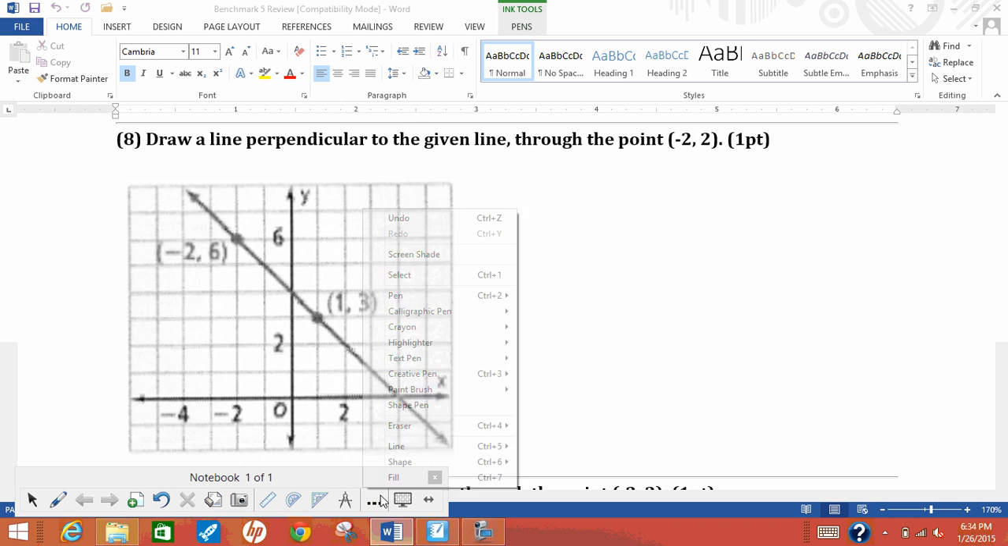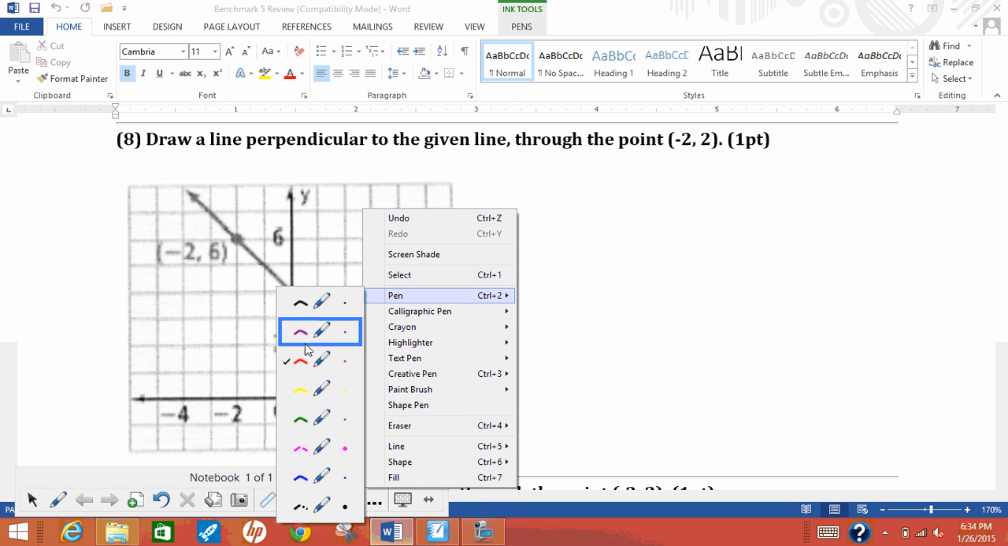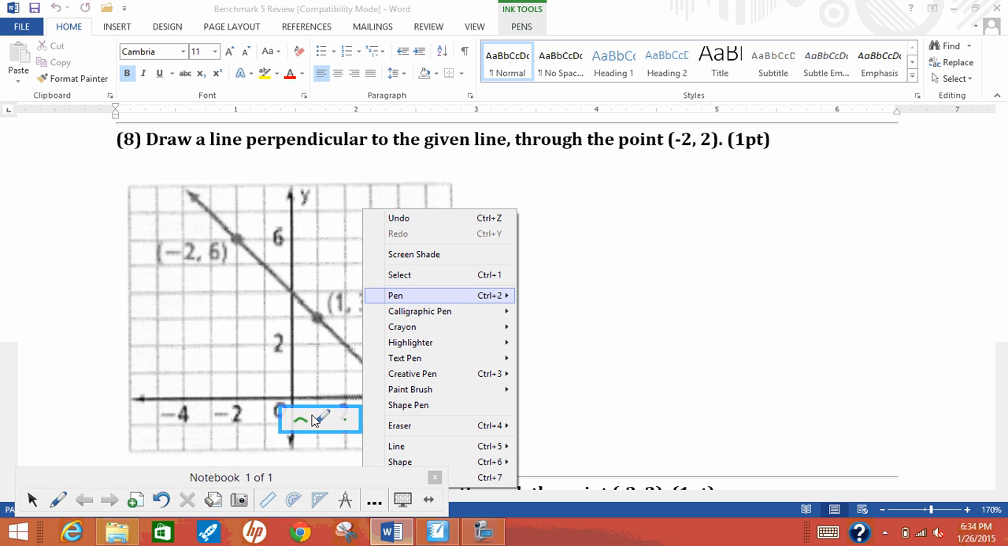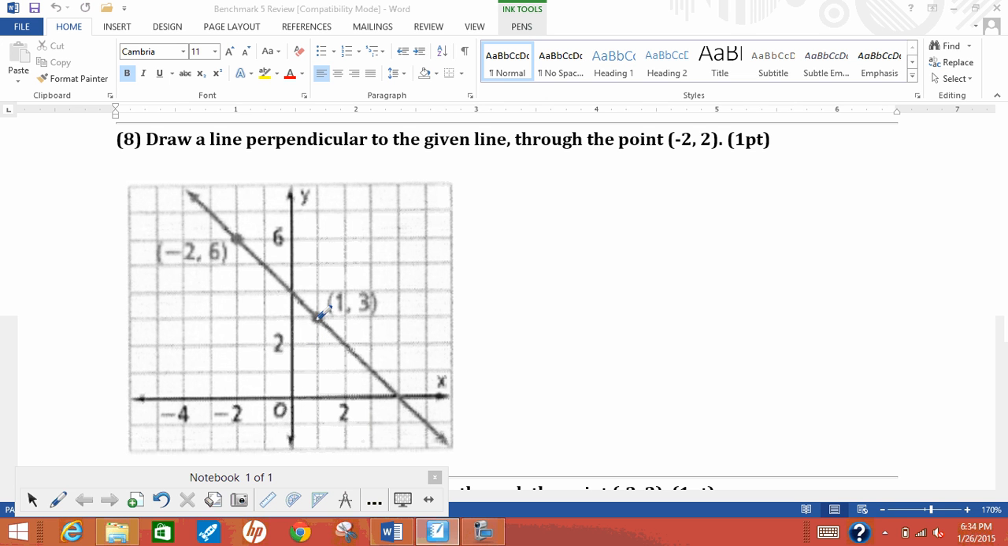The next 2 questions are graphing questions, and both of them deal with finding slope and then drawing a line either perpendicular or parallel. I'm going to answer 8 and 9 on the same graph so that you can see the difference. Both ask you to draw a line through the point negative 2, 2. So we start by finding negative 2, 2, and I'll label it. To draw a line parallel or perpendicular, the first thing I need to know is the slope of the line I'm drawing it parallel or perpendicular to.